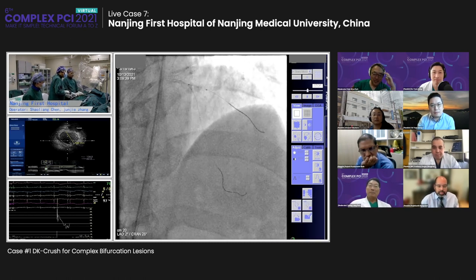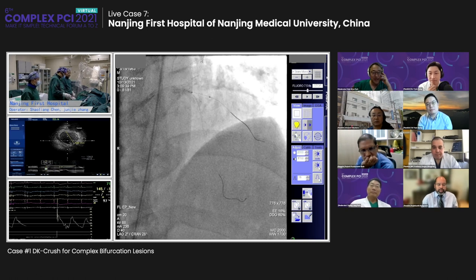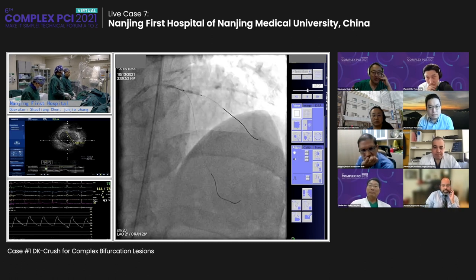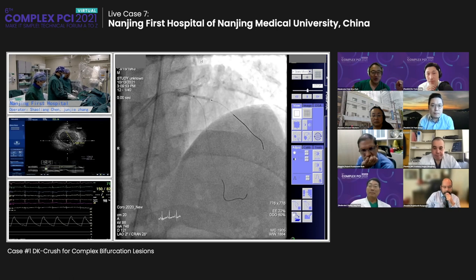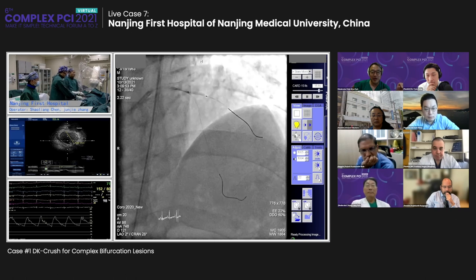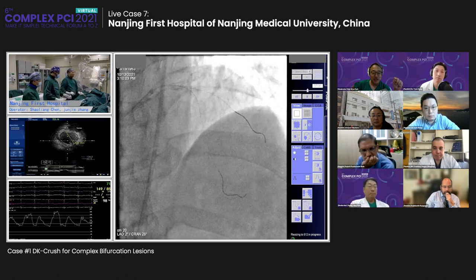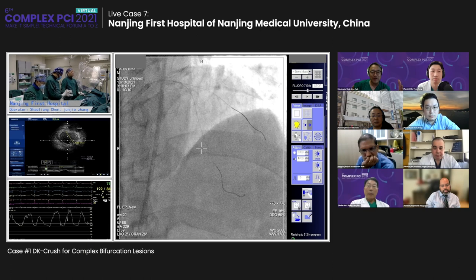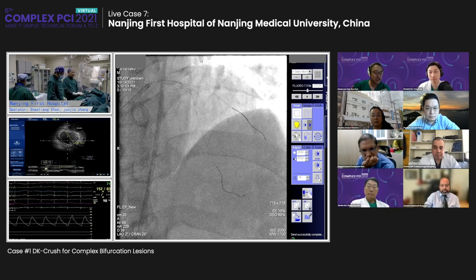I have one question. This is a very nice example of a true bifurcation lesion on the basis of your data. Is this definition criteria for true bifurcation requiring a two-stent technique? My question is, I'm wondering, you showed the QFR of the LAD and diagonal. Is that your routine process, measuring the QFR? Also, on the basis of the QFR result, do you sometimes change your decision making, single stent versus double stenting?